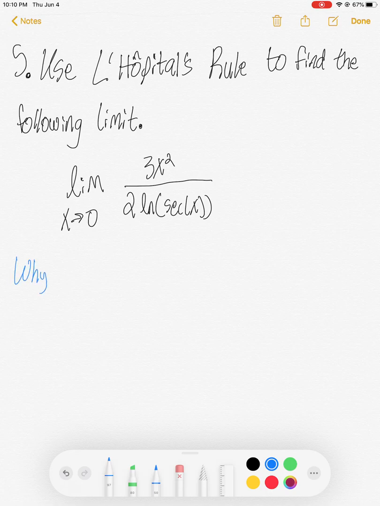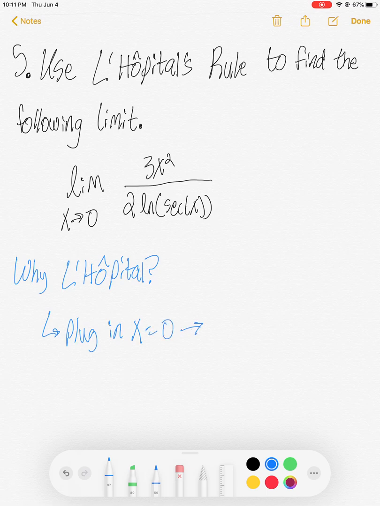Our first problem today will be the 5th problem on the homework, which asks us to use L'Hopital's rule to evaluate the limit as x approaches 0 of 3x squared over 2 ln secant x. So, I'm going to try and do this, I think, for all 3 of these L'Hopital's problems. So, why L'Hopital? Why do we need it here? Well, in this case, remember there are several indeterminate forms which limits can take. So let's see what we have going on here.